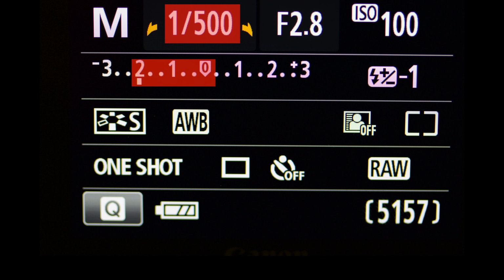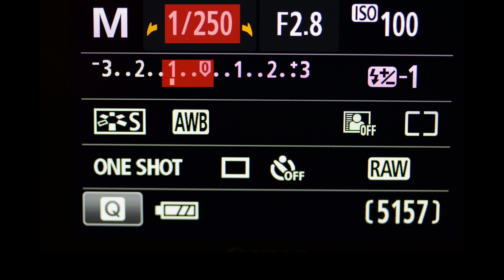And likewise, if we go back the other way, and if we take that from 1/500th to 1/250th, again, we have doubled the amount of light coming in. Therefore, we have increased by one stop. And again, if we go back to 1/125th from 1/250th, we have increased the amount of light coming in by double again, one stop. This is how stops work. One stop is a doubling or a halving of the light coming in.